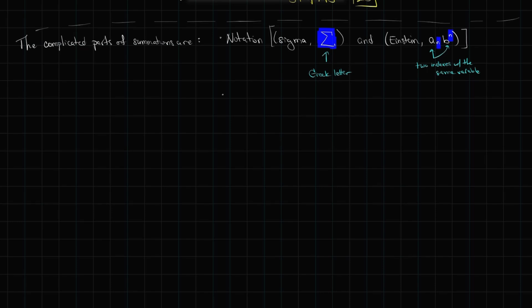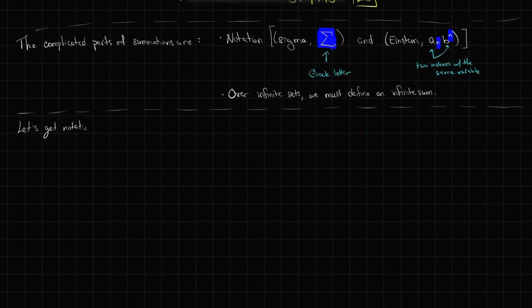The second complicated part is that over infinite sets, we must define an infinite sum. Whatever that means, right? So you have to define what an infinite sum would mean if you start with an infinite set. So those are really the complicated parts. Let's go ahead and tackle our notation first. Let's get notation over with.